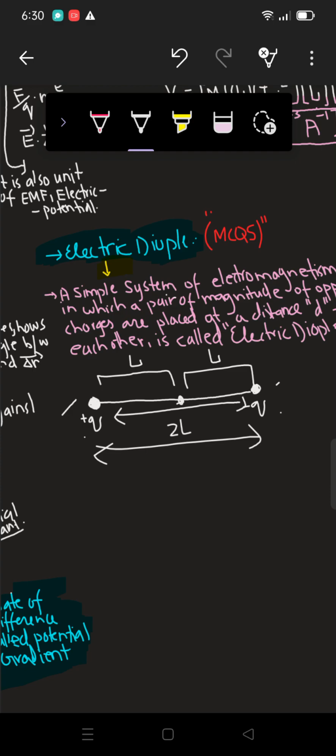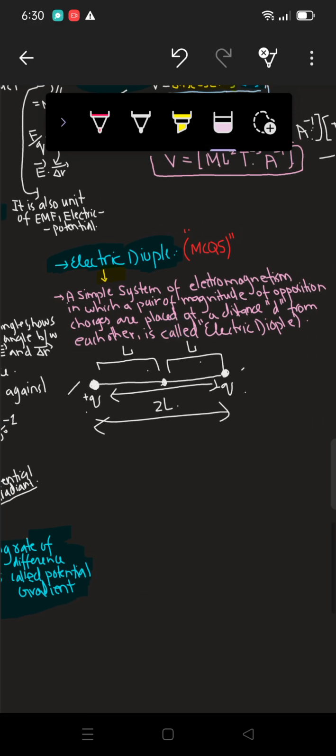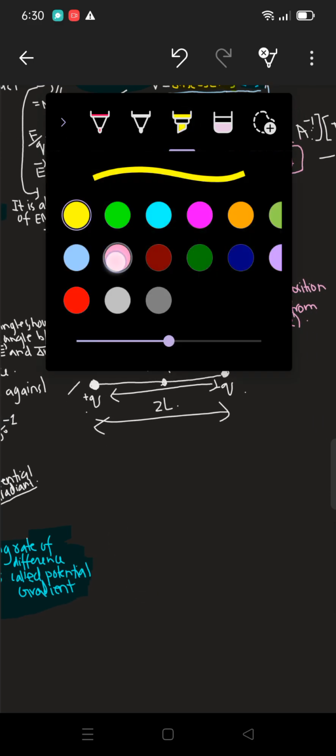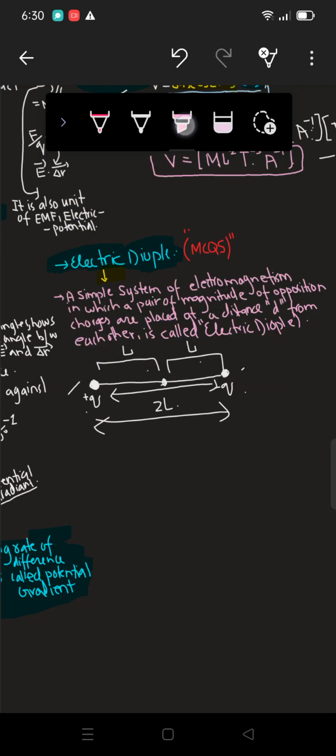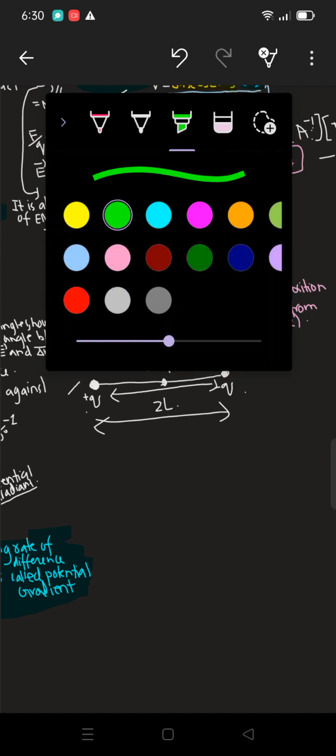And of course if we have this center point, this is L, this is another L, so the total distance between these two opposite charges would be 2L, because we'll be adding L and L, right? So this is what we call the electric dipole. Isn't it easy? Of course it is very easy.